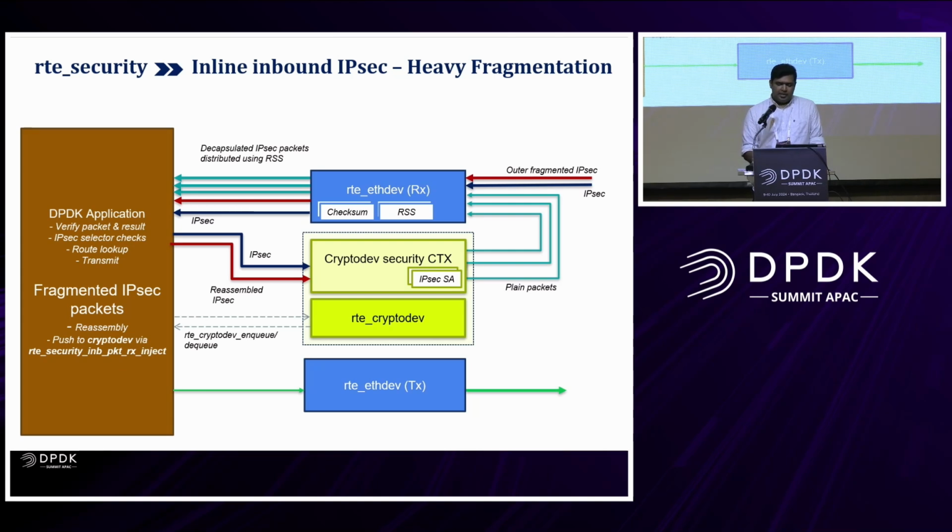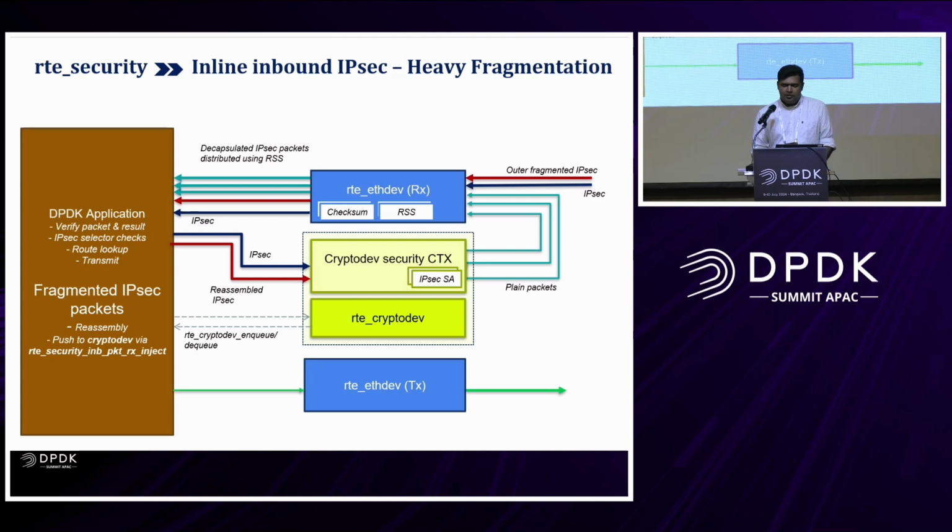To handle such cases and any other limitation with inline IPsec with Ethrev, the same API can be used with an RT Cryptodev device. In this model, the application could dedicate one worker thread or a core to receive all IPsec traffic, and then it can implement its reassembly logic and its own custom processing, or whatever logic it wants. Once that is done, it can again push it back to the RTE Cryptodev via the RTE security inbound packet RX inject API, the same API.